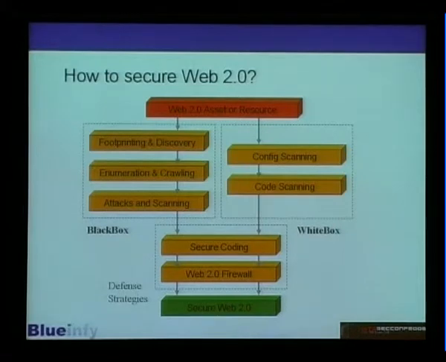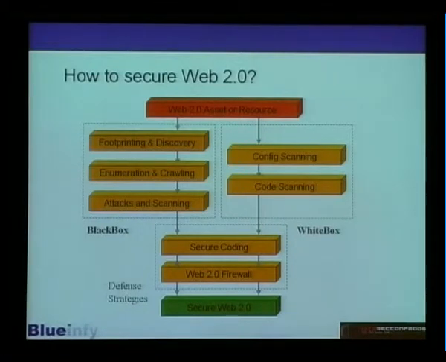So what you have is a Web 2.0 asset or a resource, which may be your JavaScript, or it may be running your web services, maybe on a client side or on a server side. What you do is you do two approaches. On one, you do footprinting and discovery, you do enumeration and crawling of the application, and then you do attack and scanning on each different application component and try to come out with the vulnerabilities.